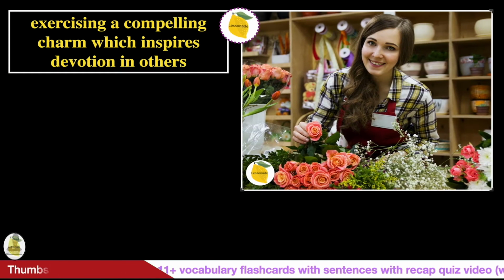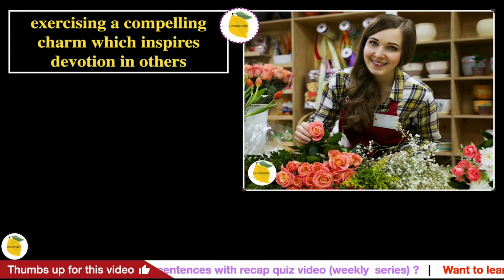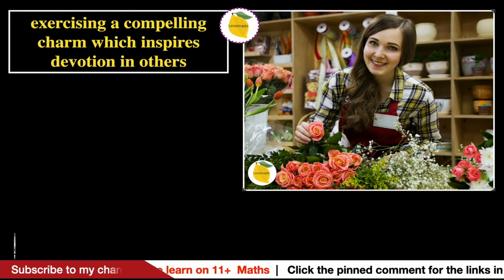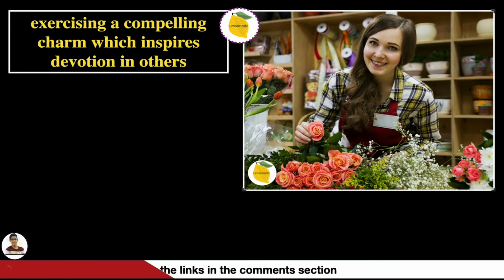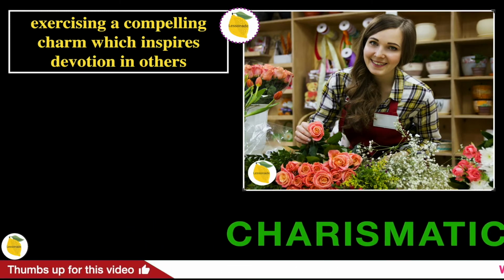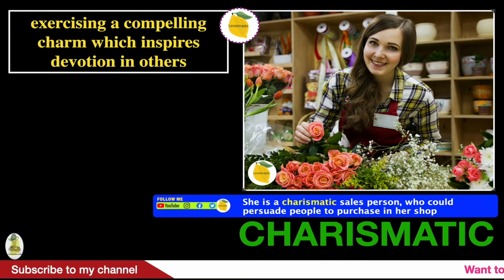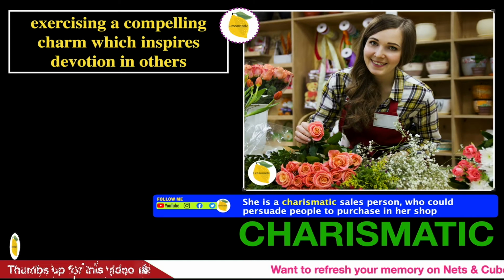The next one is exercising a compelling charm which inspires devotion in others. In this picture, we can see a person who is exercising a compelling charm which inspires devotion in others, and therefore the word will be charismatic. And the sentence for this word is, she's a charismatic salesperson who could persuade people to purchase in her shop.